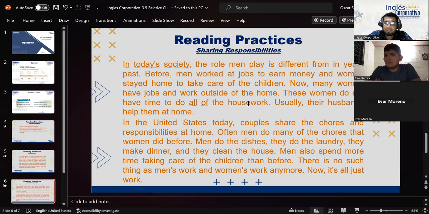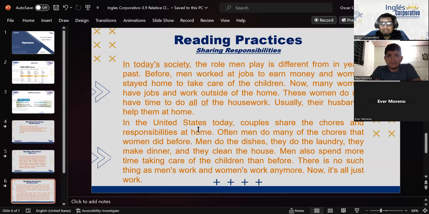Sí, all of the housework, basically it's talking about all the things that someone is supposed to do in the house. So yeah. Then we have usually their husbands help them at home. So this is something that of course has been happening in the last few years. This is not something that has been happening for a long time. It is relatively new. So it's not that men have been doing housework for a long, long time before. Anyway, moving on.